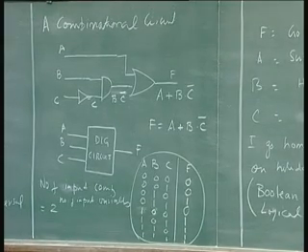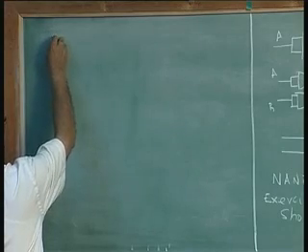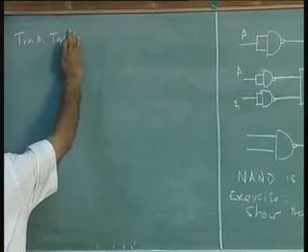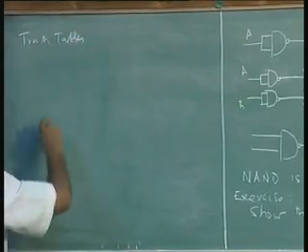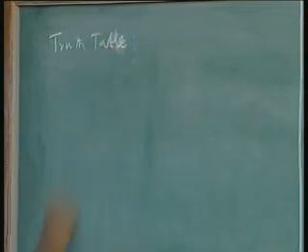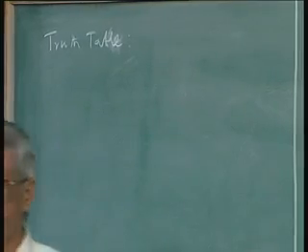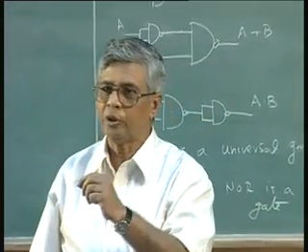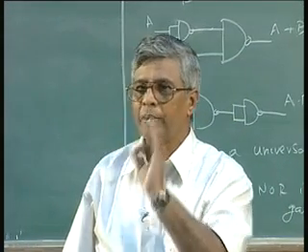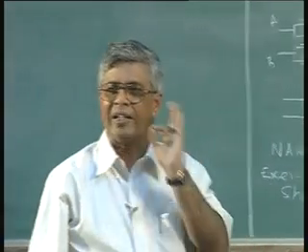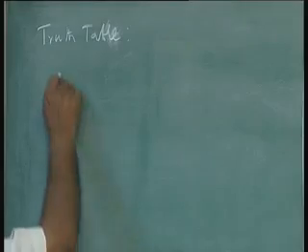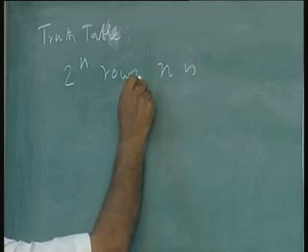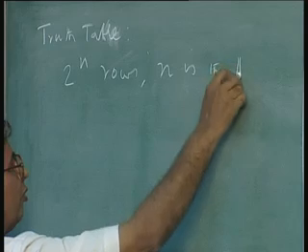The truth table, as I said, we already defined. It has all the input combinations and the corresponding outputs. I will not write the definitions here. The truth table will have all the possible input combinations and the corresponding outputs, and the number of entries in the truth table, we know, is 2 power n, where n is the number of inputs. So, the number of rows is 2 power n, where n is the number of inputs.